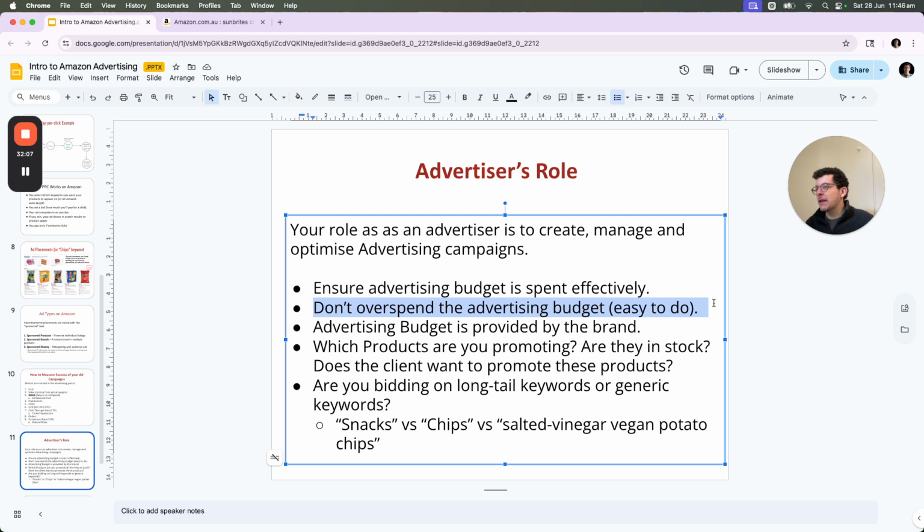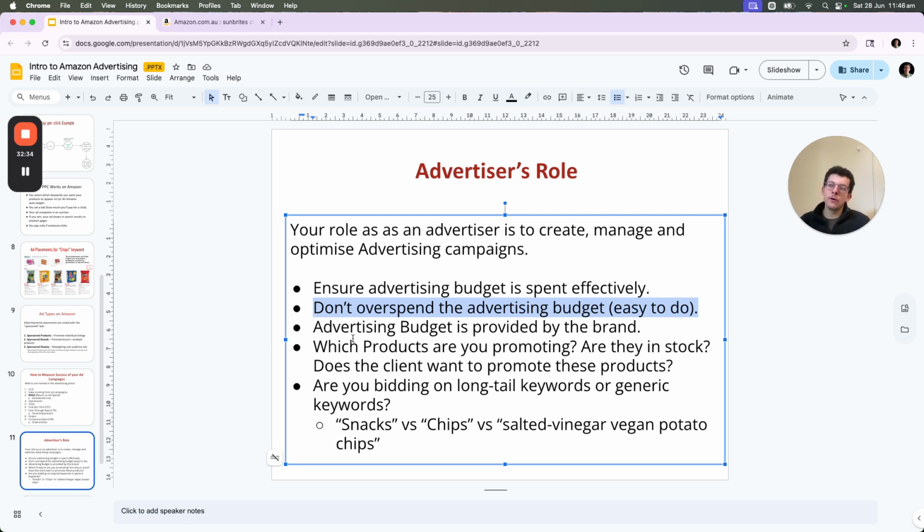This is probably the main issue that can happen. So you want to be very careful of this. It's very easy to do. If the client gives us an advertising budget of $1,000 per month, you don't want to spend $5,000 that month. That could be an issue. So just be mindful of that.